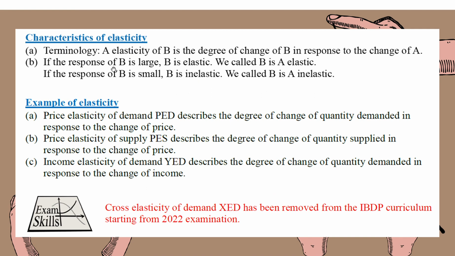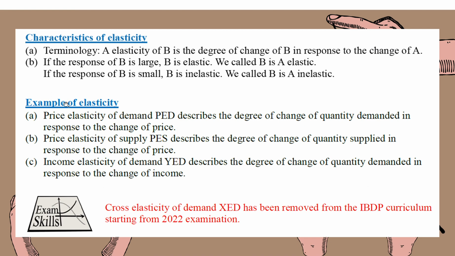If the response of B is large, we call it elastic. B is A elastic. And if the response of B is small, doesn't change that much, B is not sensitive. It's inelastic, and we call B is A inelastic. So make sure A and B, okay? The response of B to what? To the change of A.